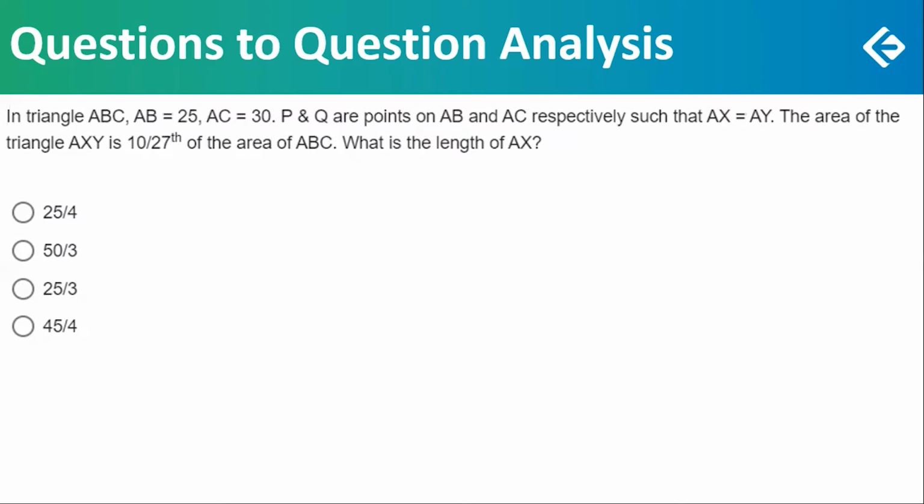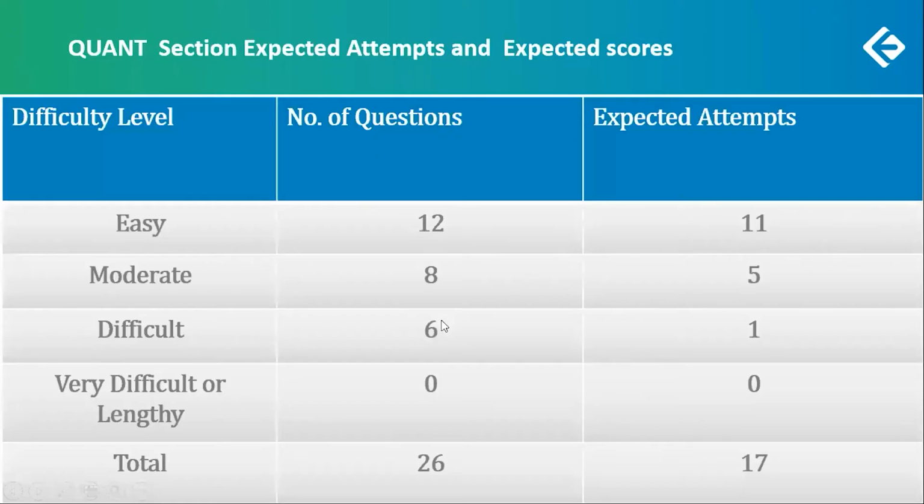These were the 26 questions. If I see, there were 12 easy, 8 moderate, and 6 difficult. A 98 percentiler can miss just one easy. One easy question you miss, it's okay. Out of the 8 moderate, I would expect you to attempt 5, and maybe 1 out of those 6 difficult ones. So I would expect a total of 17 attempts by a 98 percentiler.